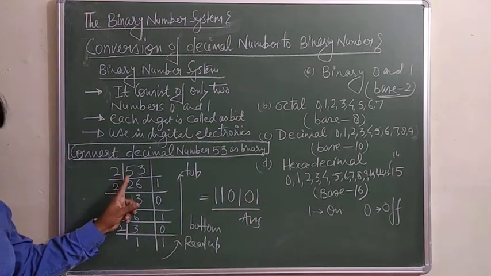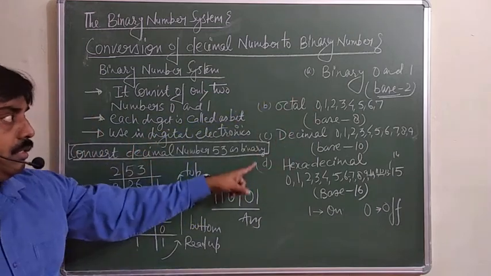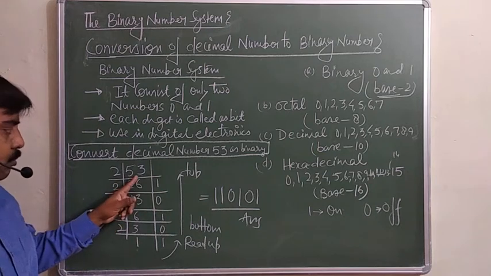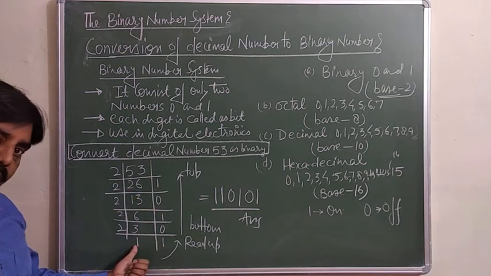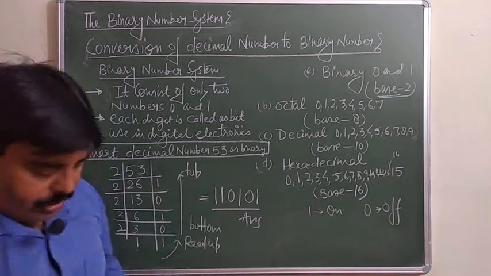We have to divide by 2 because the base is 2. In binary the base is 2. If you want to change it to octal, you have to divide by 8; that we will also discuss. So we divide by 2, write down the remainder here, and continue until 1 or 0 comes. You can check your answer also.